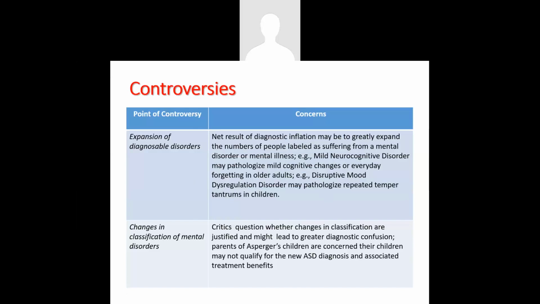There have been some changes in the classification of mental disorders. Some people question whether that's justified or if that might cause more issues. For example, parents of Asperger's children are concerned that their children may not qualify for the new ASD diagnosis, and they may not get treatment because of that. They might be considered too mild when we're looking at that spectrum.